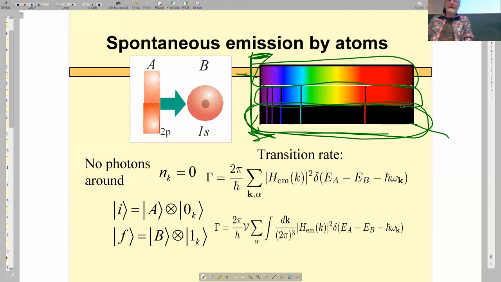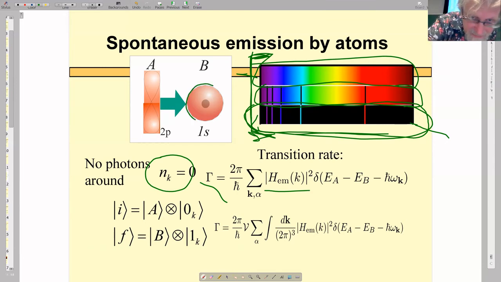Again, we do it as follows. We concentrate on spontaneous emission, so there are no photons around. The transition rate is obtained by the square of the transition matrix element between two states. Let us take the S state of the hydrogen atom and the P state.